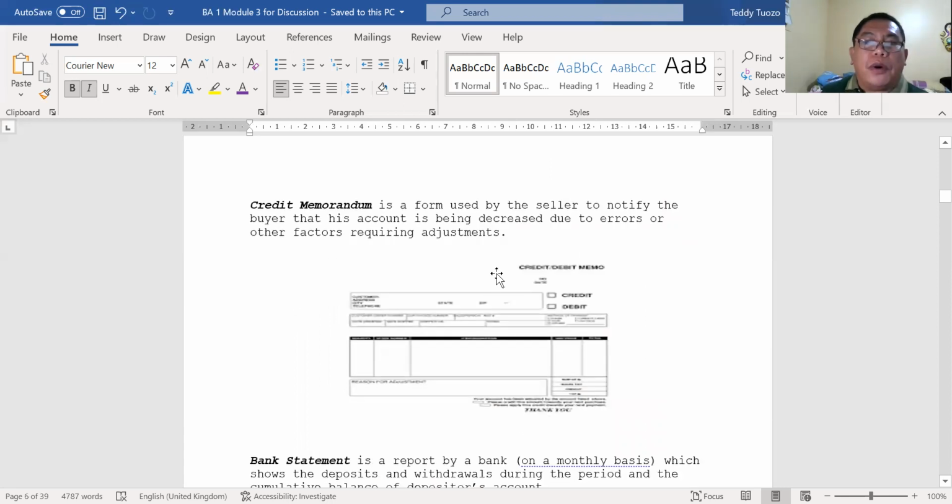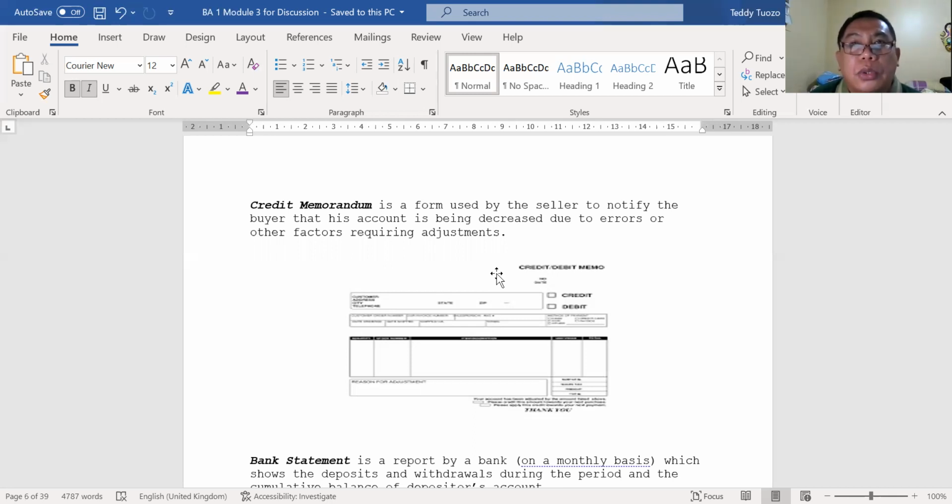Credit memorandum is a form used by the seller to notify the buyer that this account is being decreased due to errors or other factors requiring adjustments. So, if it is a credit memorandum, on the part of the supplier, you borrowed, no? You borrowed. So, on the books of the supplier, it is an accounts receivable. That accounts receivable has a normal balance of debit.